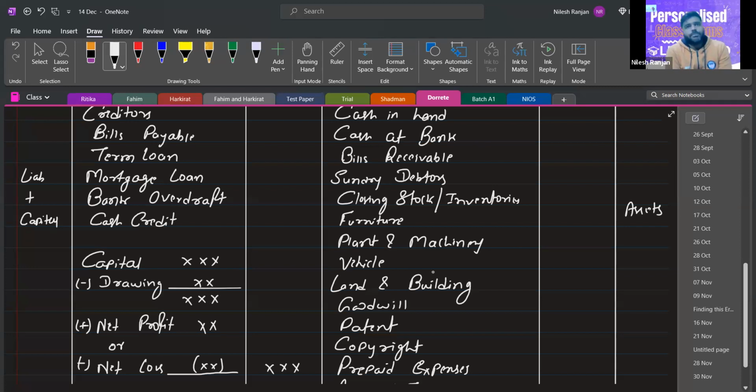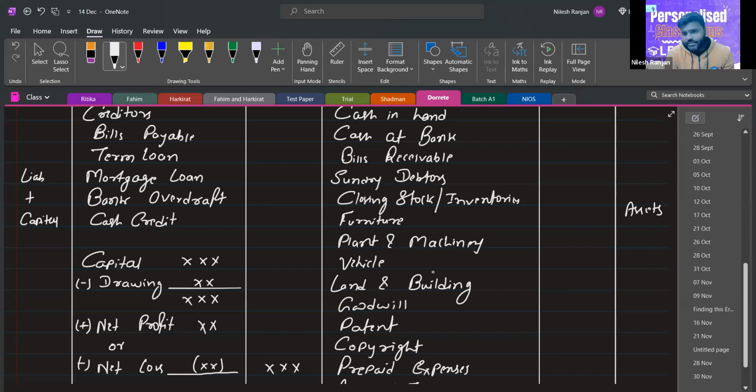Bank overdraft means sometimes the bank provides an overdraft facility, means there is some amount kept in your account, and if you need it, you can withdraw at any time, and they will charge interest only on the part which you have withdrawn. So if they keep 5 lakh in your account and you have used only 2 lakh, then they will charge interest on 2 lakh. So this is called overdraft facility. Next is cash credit. It is also the same thing, but it is given against the stock of the company.